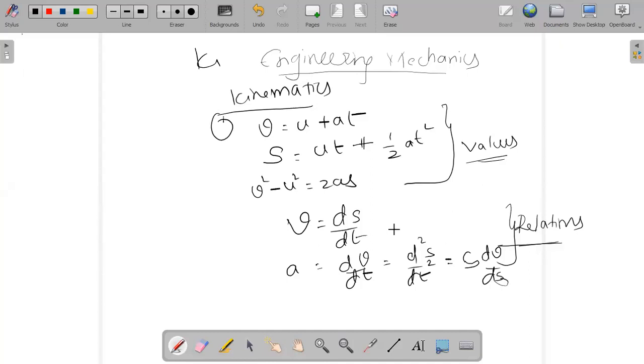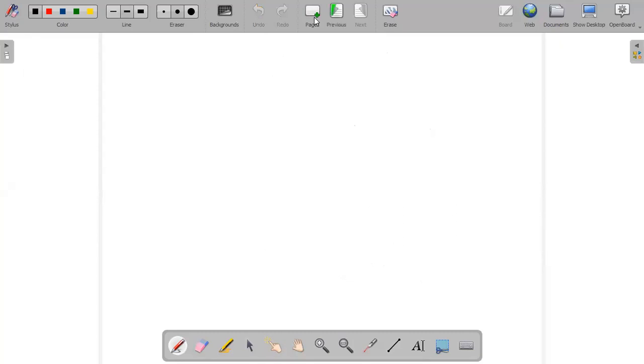So yesterday I discussed these three equations: v = u + at, s = ut + half at square, and v square minus u square = 2as. Another is v = ds by dt, and a = dv by dt, or d square s by dt square, which can also be written as v dv by ds. These are the equations we have to remember in this whole chapter. We are going to discuss one more problem today, so let us start the problem.